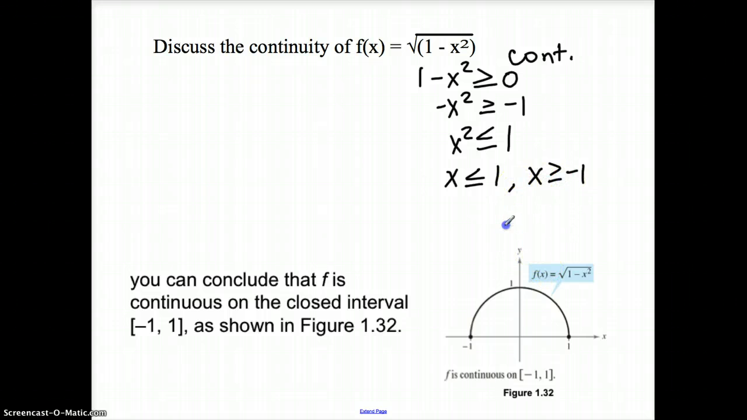So what that means is that x is between negative 1 and 1. Those are the values where this graph is continuous, between negative 1 and 1, including the endpoints. And that's all because it's under a square root, and you can't have a negative under a square root.